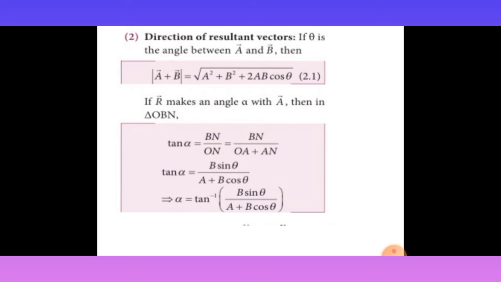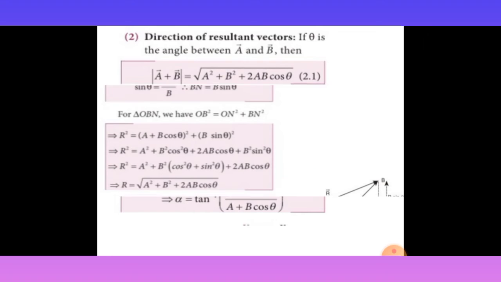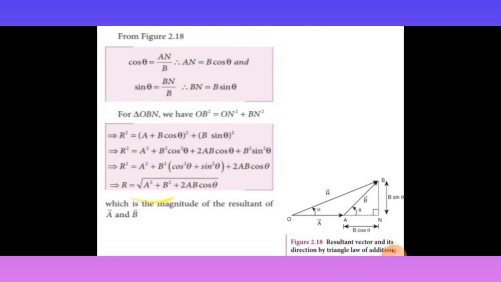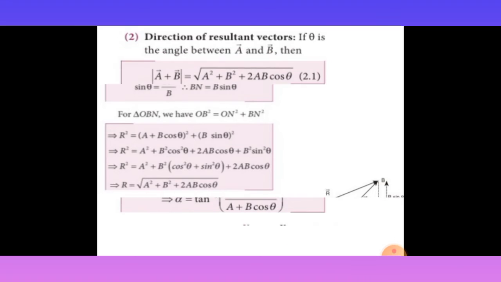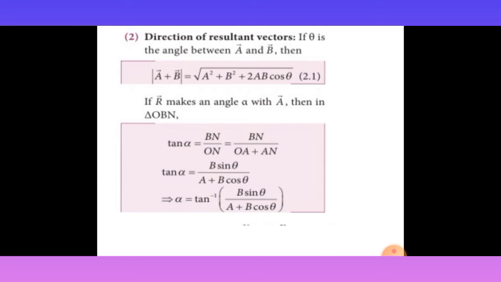Next, the direction of the resultant vector. To calculate the direction, theta is the angle between a and b. Already I told you, the a vector and b vector make the angle theta. So we consider theta as the angle between the a vector and b vector. Then we can write the modulus of a vector plus b vector is equal to square root of a square plus b square plus 2ab cos theta.